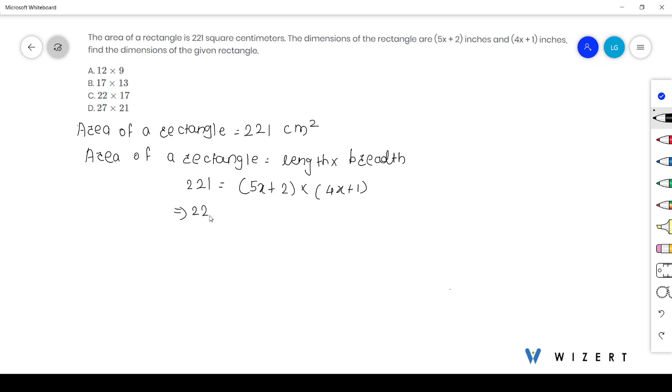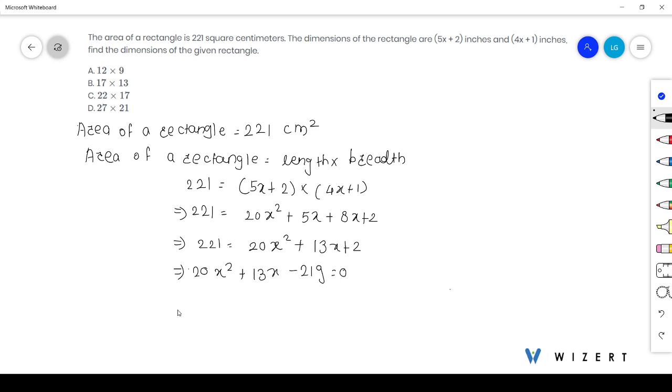So 221 equals this 5x into 4x is 20x square plus 5x into 1 plus 2 into 4x, that is 8x plus 2. So here it is 221 equals 20x square plus 13x plus 2. Now subtract 221 from both the sides. We get 20x square plus 13x minus 219 equals 0.